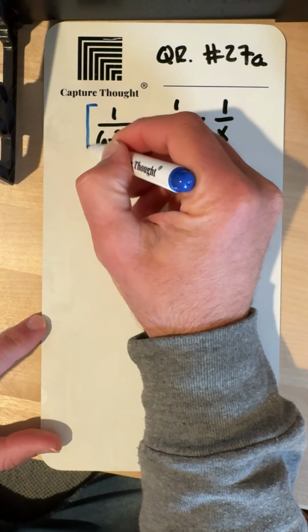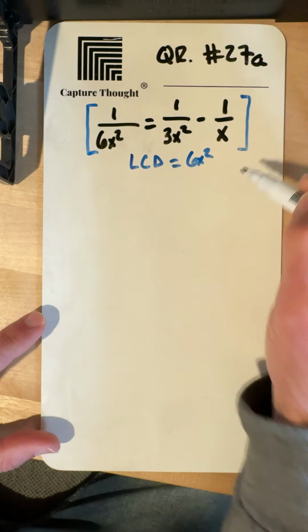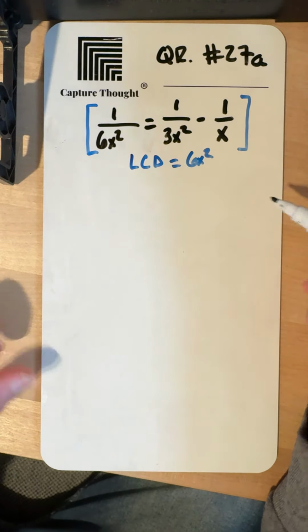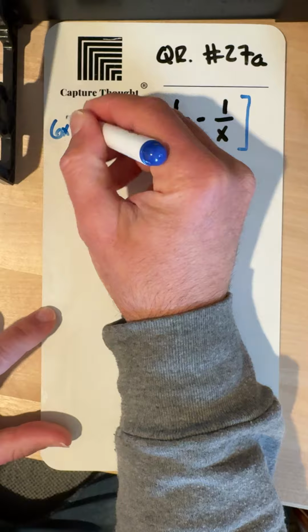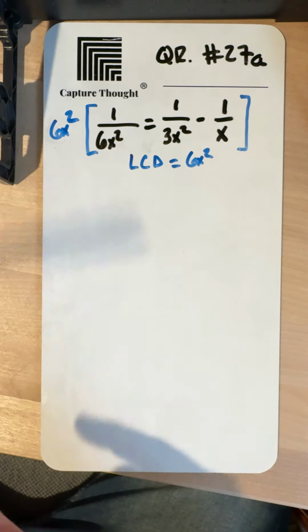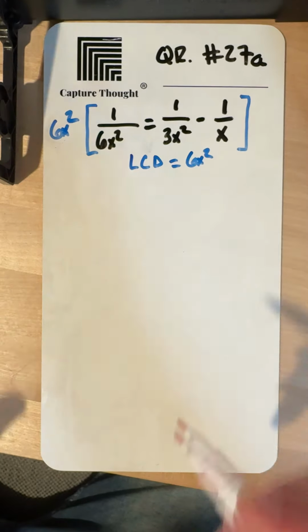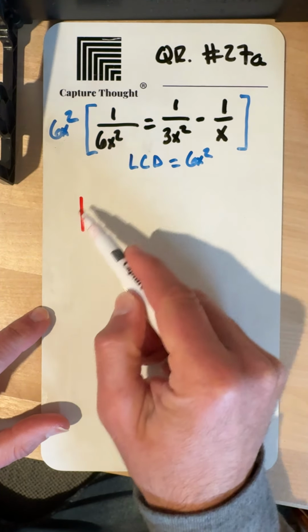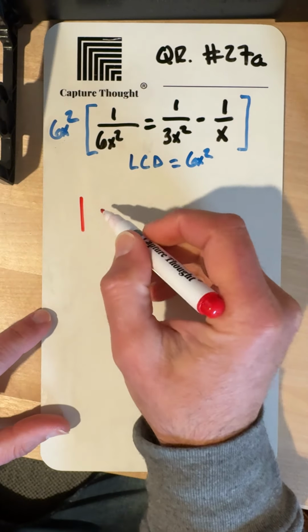So what that means is I'm going to multiply everything by my lowest common denominator and see what sort of cancels out. So that's going to be a 6x squared. So if I take 6x squared and multiply it by 1 over 6x squared, hopefully you would see that you just get 1 out of this thing, because 6x squared divided by 6x squared is just 1. Then I have an equal sign.